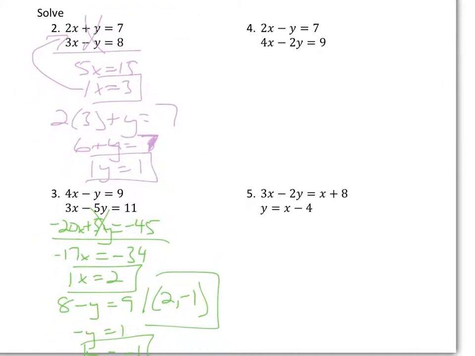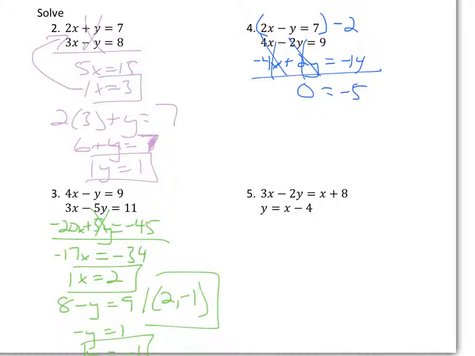Back up to 4. Okay, so in number 4, we see elimination probably makes most sense again because we don't have any coefficients of 1. So we multiply. Let's just multiply the top one by negative 2, just like we did here at the bottom. And we'll get negative 4x plus 2y equals negative 14. When you add these, the 4x's go away and the 2y's go away, so you're left with 0 on the left side equals negative 5.